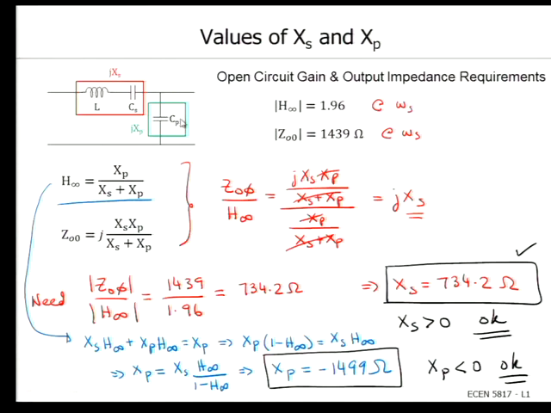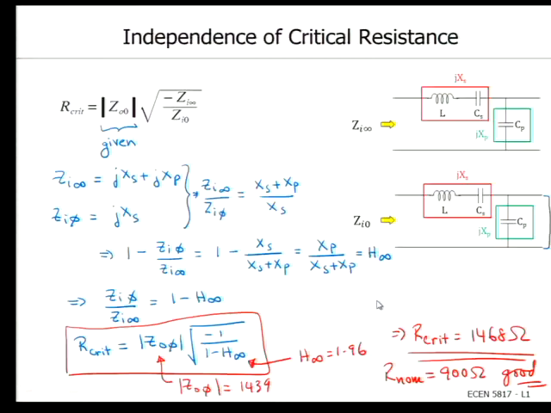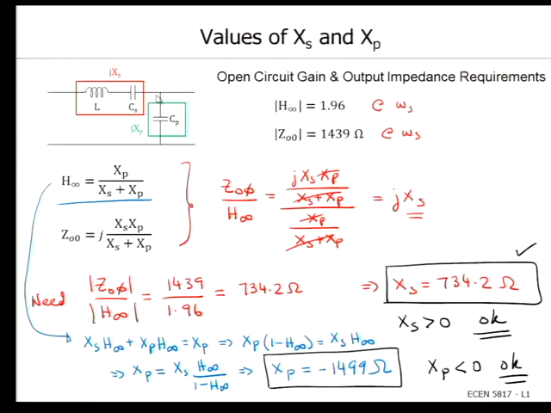And since we had two parameters that were specified, we were able to narrow it down to two tank parameters. And since our tank really had three components, one of the component values was a free variable that we could pick, right? We also showed that our choice of that free variable, since XP was something that we found, and so CP was fixed, what we really had was a choice of how we picked L and CS.